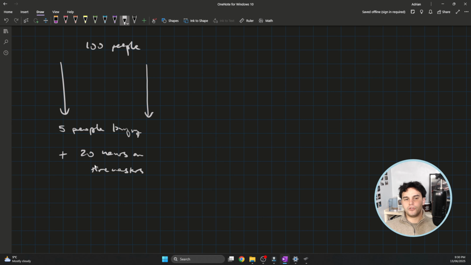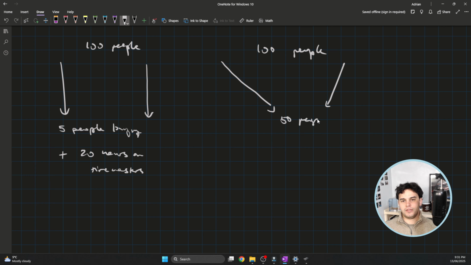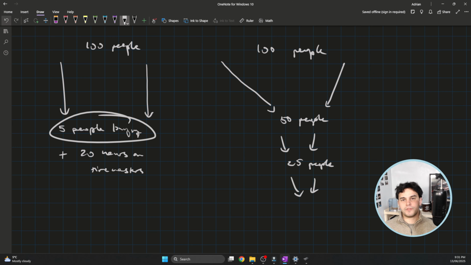So this is annoying because that's 20 hours you could spend nurturing a different audience that could bring you more results. That's why it's quite annoying. Now, let's say you had 100 people and you filtered it down to, let's say, 50 people in some sort of fashion. 50 people can be sifted down to 25 people. Now, out of the 25 people, it could be exactly the same audience and you could still end up with 5 people buying.